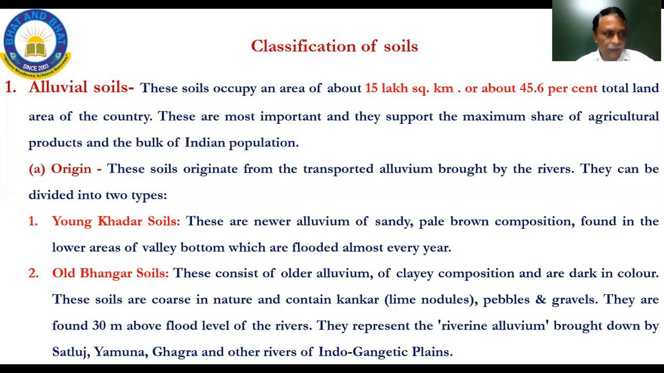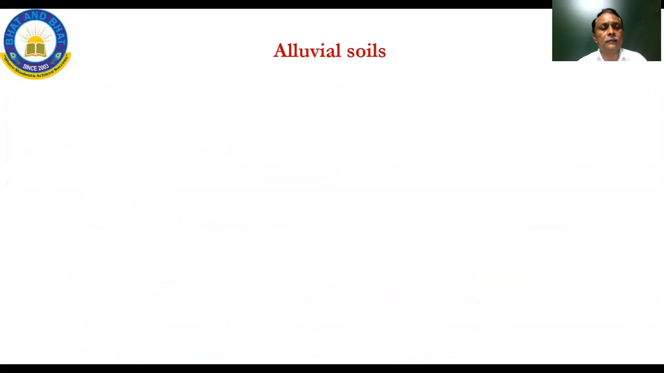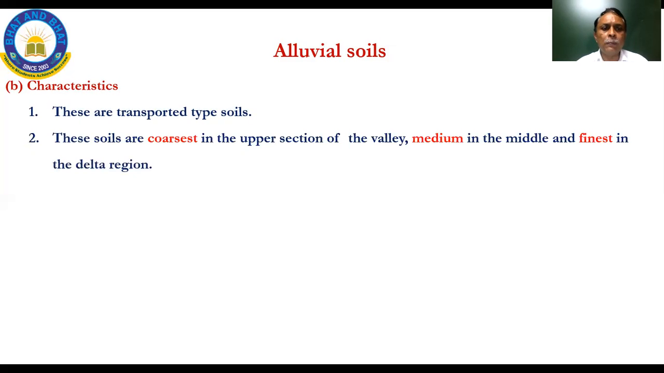So when we come to the areas that we are there, we'll refer also to the map that is there in the textbook. Now, characteristics. These are transported type soils. These soils are coarsest in the upper section of the valley, medium in the middle, and finest in the delta region, where the river initially starts.